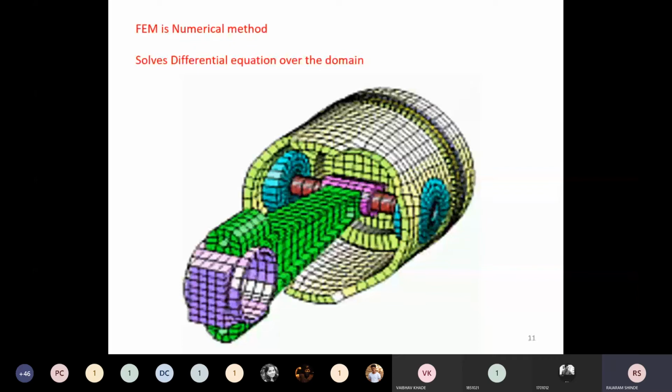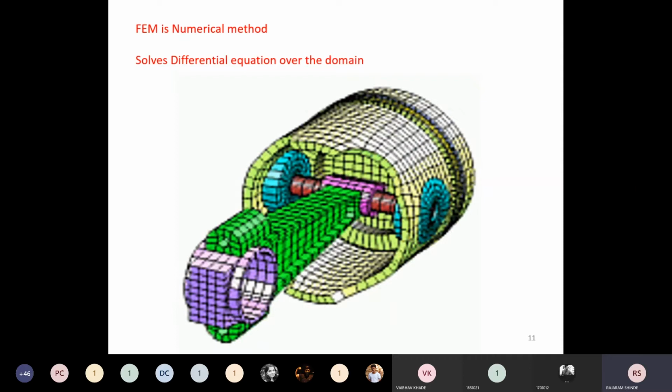Differential equation means what? A differential equation is the mathematical model of the system, the mathematical model of the components, describing the behavior of the problem. When we solve the differential equations, we get the complete behavior of the problem, the complete behavior of the system, of any component. The finite element method is doing the same thing. It solves the differential equations over the domain.